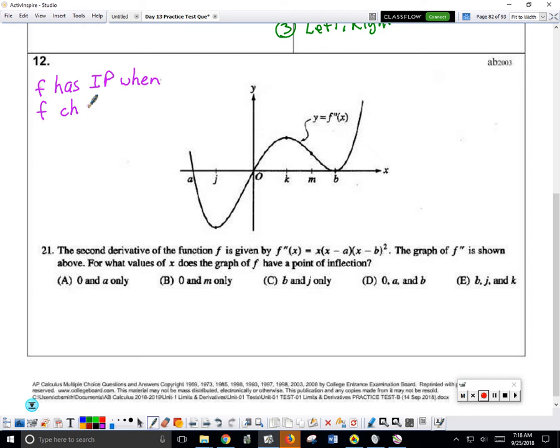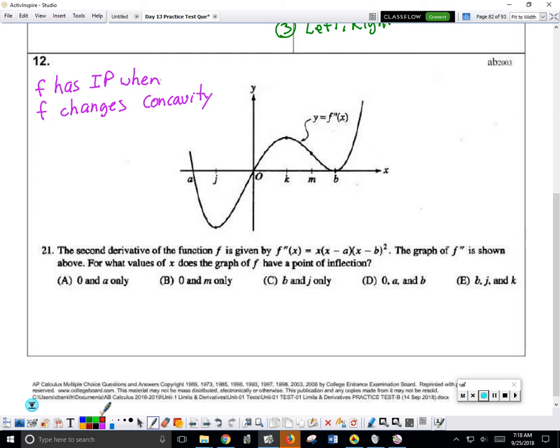So here's what you have to have memorized on a flashcard if you're struggling. F has an inflection point when F changes concavity. So that's where you have to start the problem. Then you have to say, great, they want me to find when F changes concavity, but I'm not looking at F. So I have to figure out how F double prime is going to change when F is changing concavity.